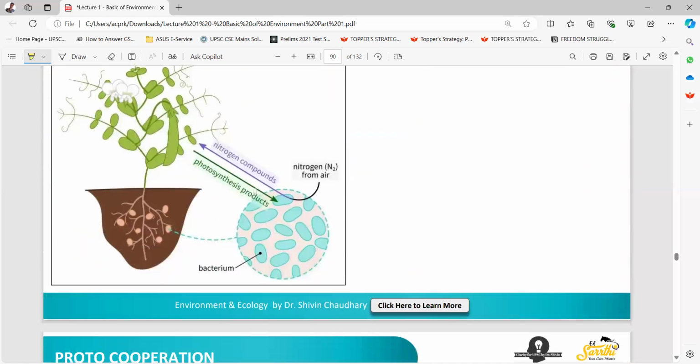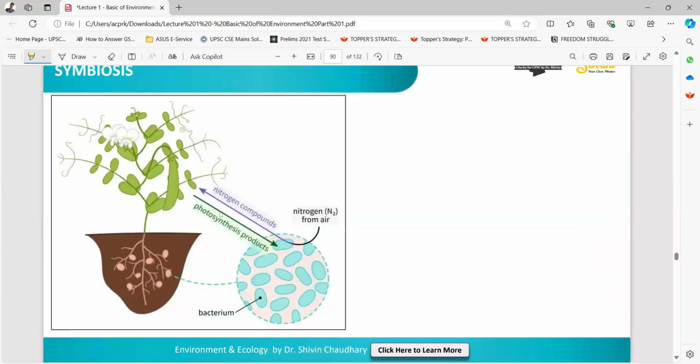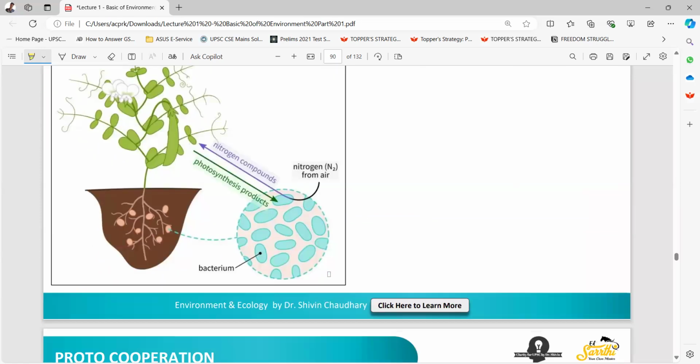Symbiosis. Nitrogen from the air moves as nitrogen compounds into the plant, and the plant's photosynthesis products go to the bacterium.